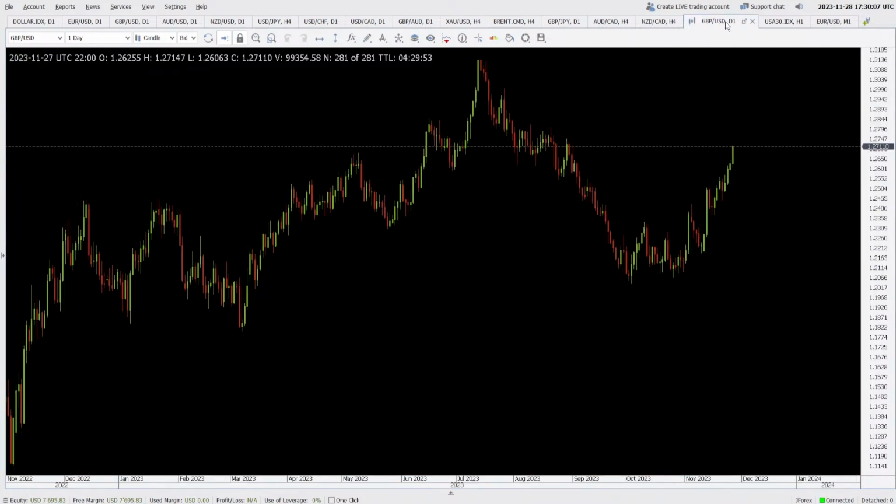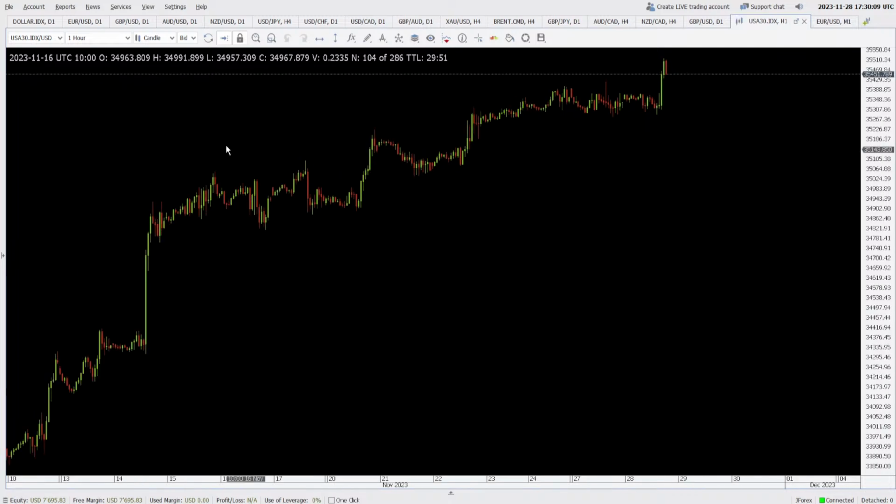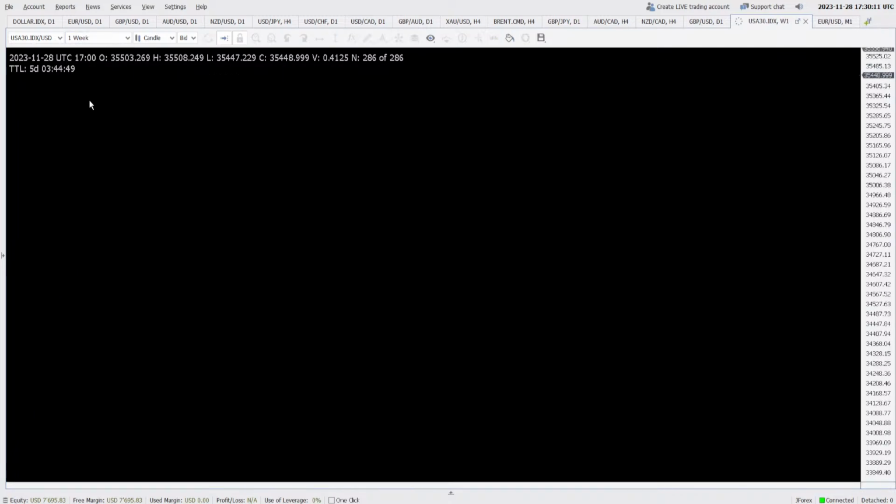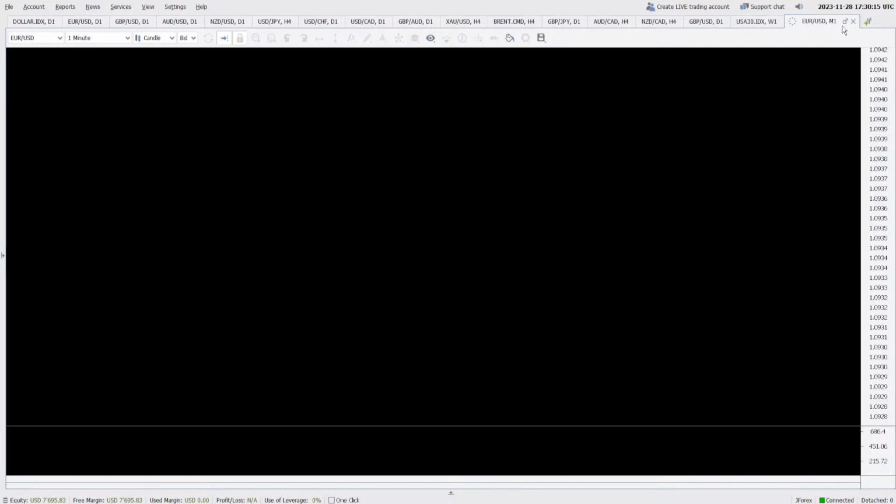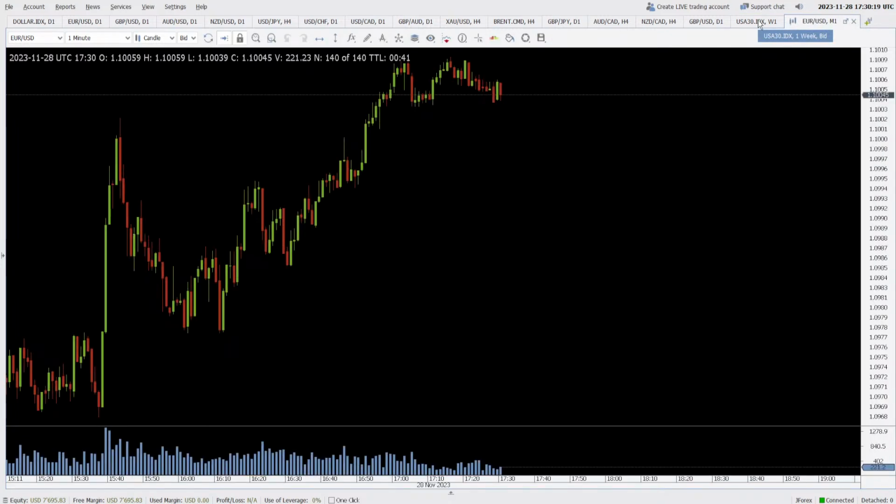I think pound is covered. US 30. Okay, US 30 is pending, but this is my experimental chart. I'm just doing some experiments with euro dollar 1 minute weekly. Okay. That's all, guys. Do you have any questions?